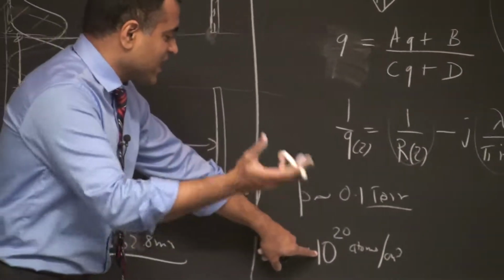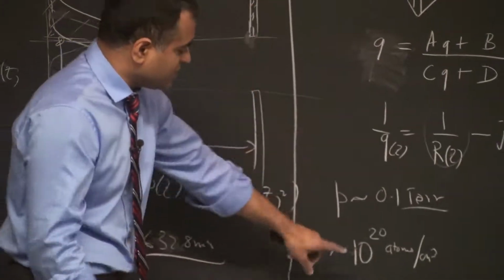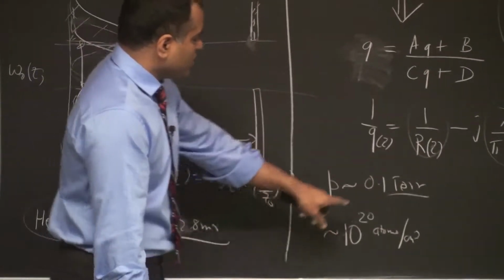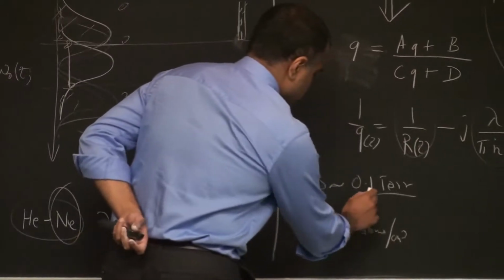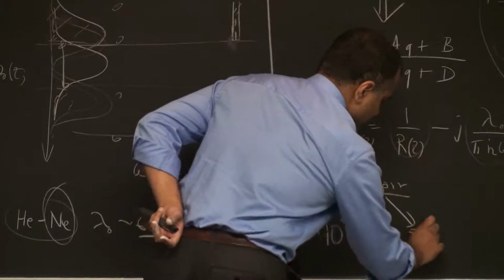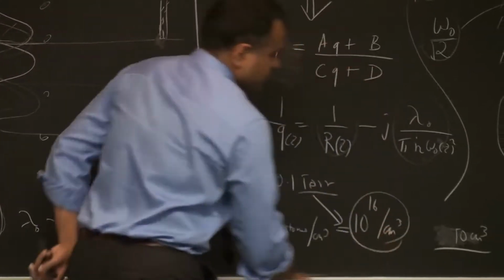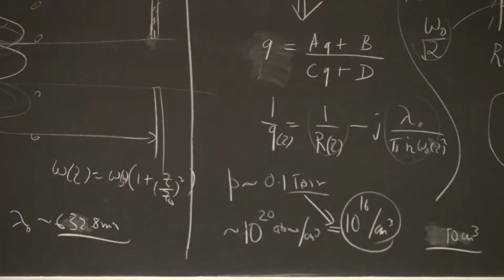And an electron gas would have 10 to the power 20 per centimeter cube electrons, and a gas of atoms would have this many atoms. Now with 0.1 torr, you will have about 4 orders lower. So 0.1 torr would have about 10 to the power 16 neon atoms per centimeter cube, right? Roughly, order of magnitude.